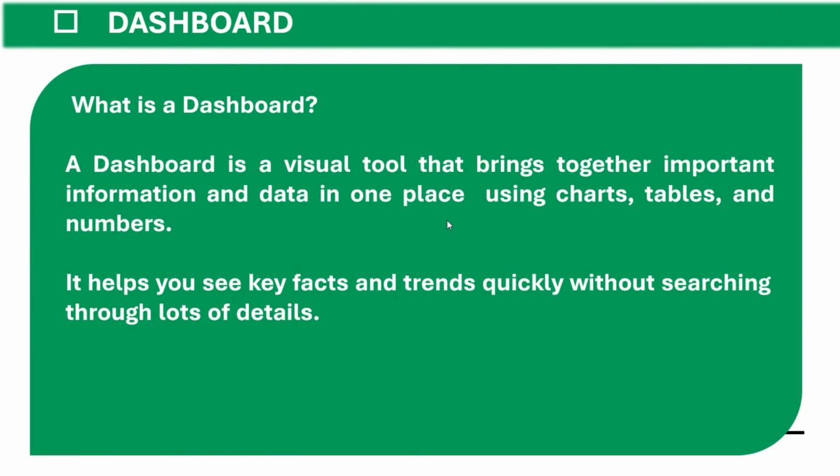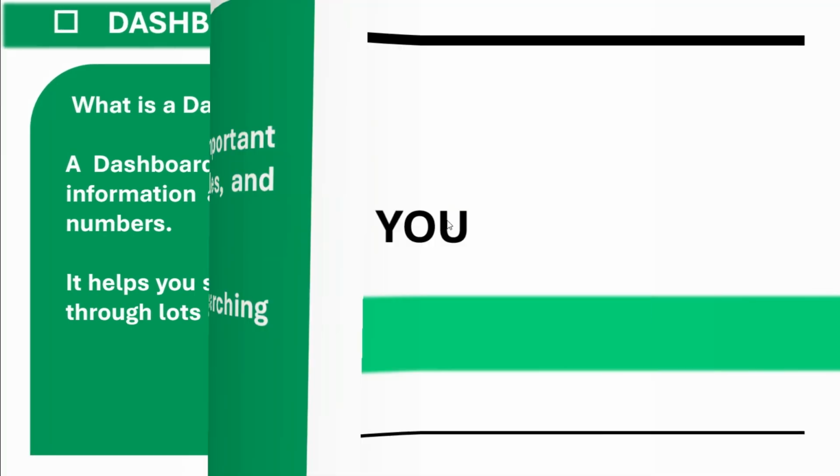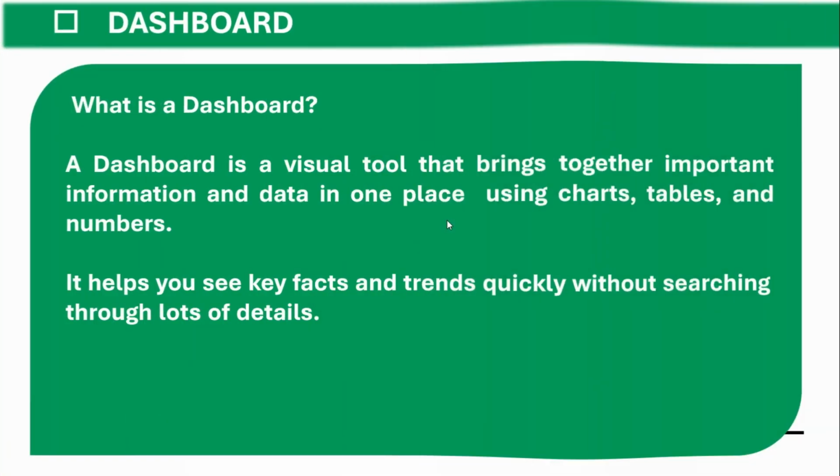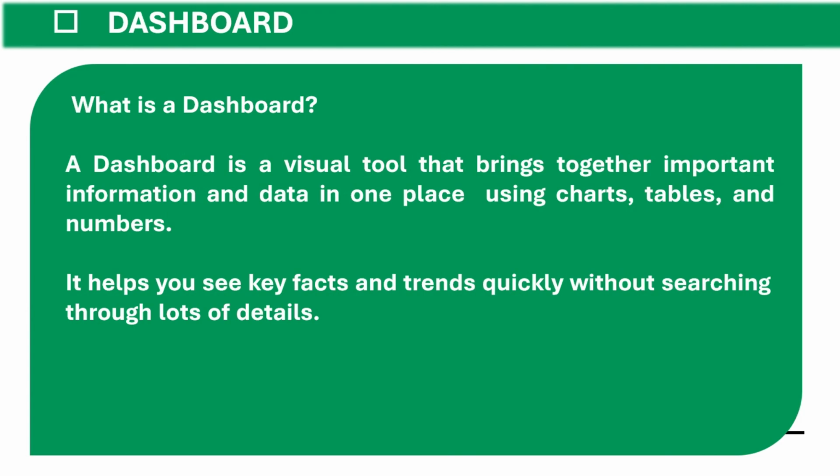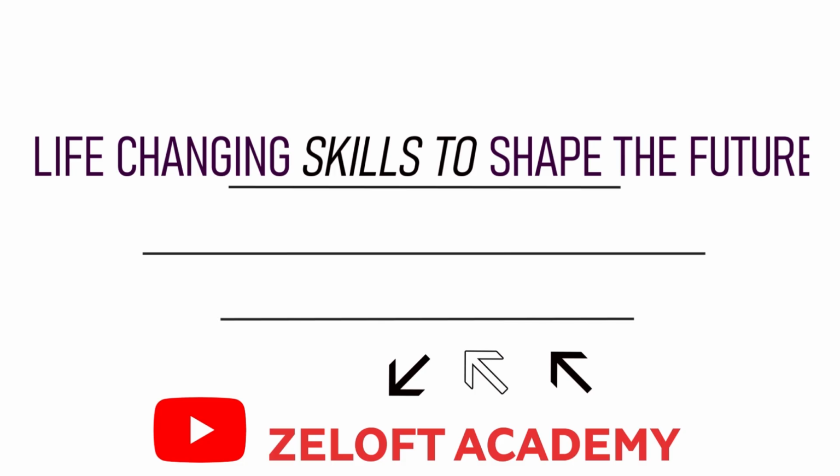Then after which we have dashboard. A dashboard is a visual tool that brings together all the important parts of your data, showing charts, tables, and numbers. A dashboard is like combining all of your charts, interpreting everything at a glance so that you can get the full details of your data and your analysis. So now let's go into practical class so that we can fly with the speed of light.